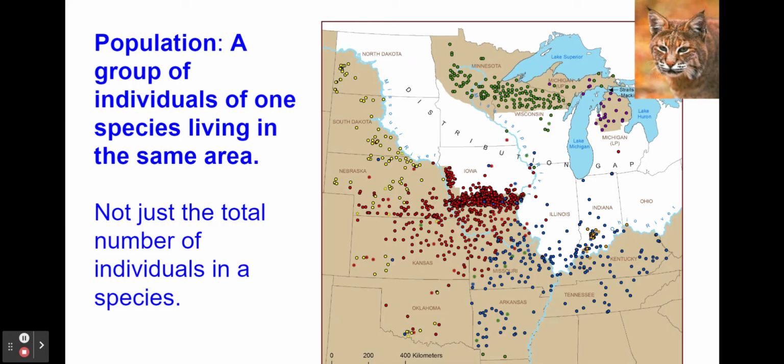And we call them distinct populations because they're only interacting with each other. The red bobcats are only going to be looking among other red bobcats for mates. They're going to be sharing the same resources. They're going to be navigating through the same territory. Even though there's a little bit of overlap between red, blue, and yellow, the red bobcats form a distinct population.